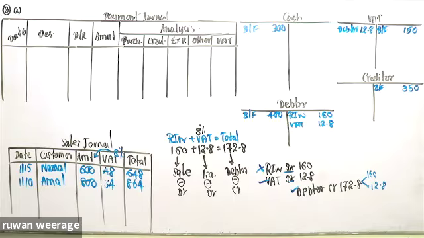Right. Okay, the finish. Now return inward, right? Next one, received amount and discounts allowed.